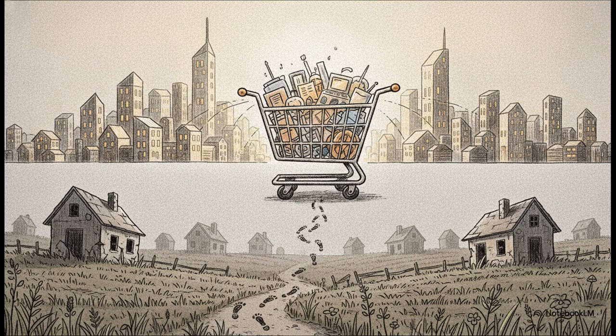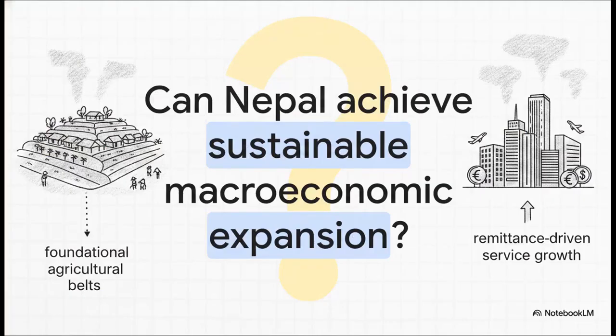Local governments are facing an unprecedented challenge, trying to provide services for a foundational agrarian population that is increasingly voting with its feet and moving either to urban centers or abroad entirely. As you wrap up your revision for this module, I want to leave you with a major structural paradox to consider, especially for your exam essays. Can Nepal achieve sustainable, equitable macroeconomic expansion while its foundational agricultural belts and traditional mountain communities continue to rapidly depopulate?